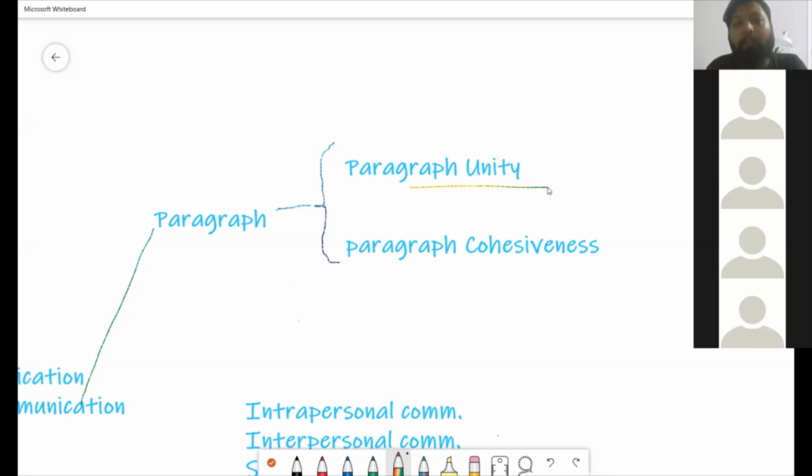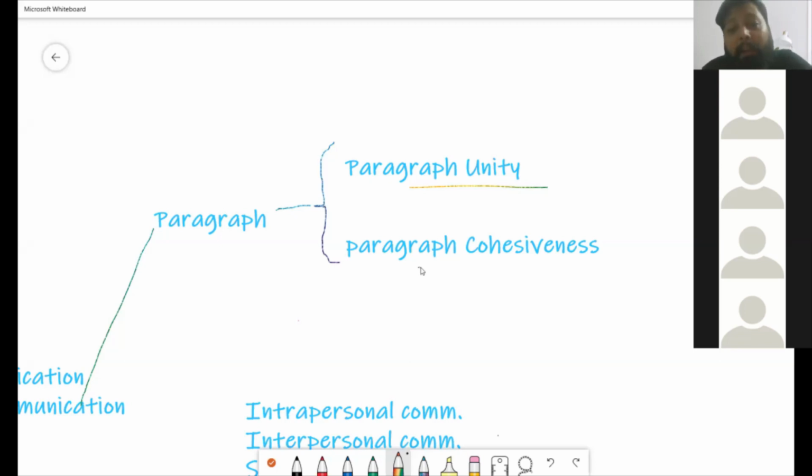Unity in the sense that they are talking about just one idea that was introduced in the first line of the paragraph, the main idea about which the paragraph is. All the sentences only talk about that. Any other idea that you want to talk about will be included in the next paragraph. If you have more information, another idea, all of that should be produced in the next paragraph. In one paragraph, only one idea. That is what it is.